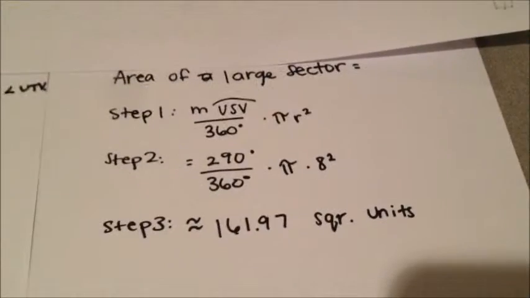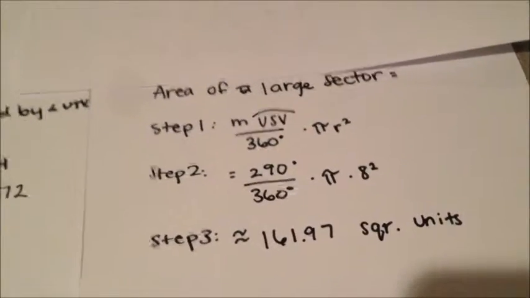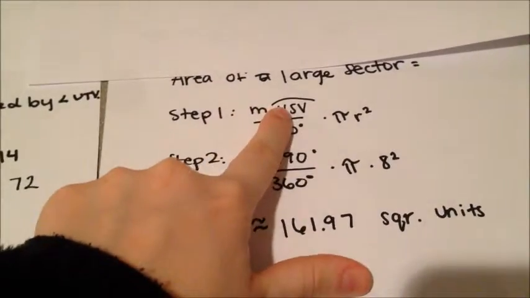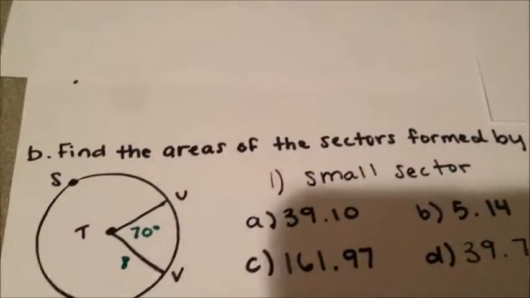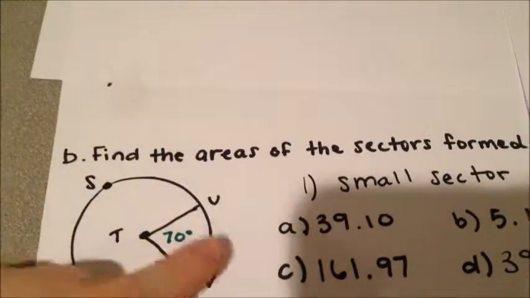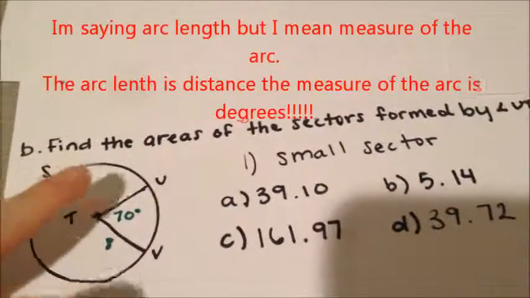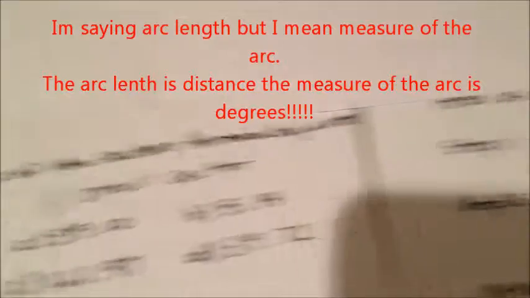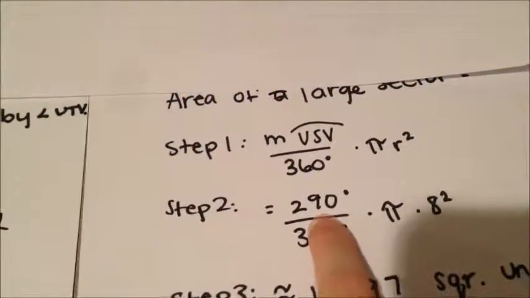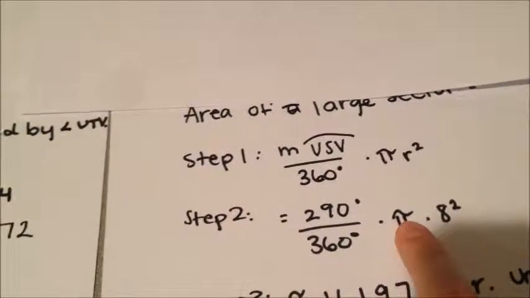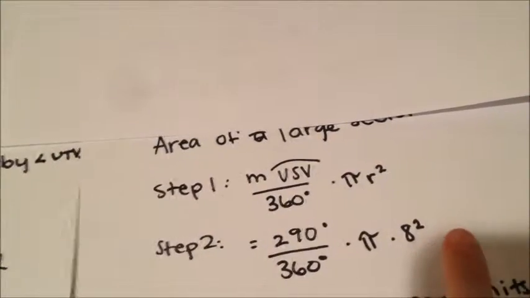Now there's hardly any difference between solving for the large sector and what we just did to solve for the small sector. The only difference is you're going to have a different arc length. So what you're going to do is use what we found earlier: 360 minus 70 is 290. So we know that the arc length of USV is 290. For arc USV, you're going to plug in 290 over 360 times pi, and you have the same radius, so times 8 squared.